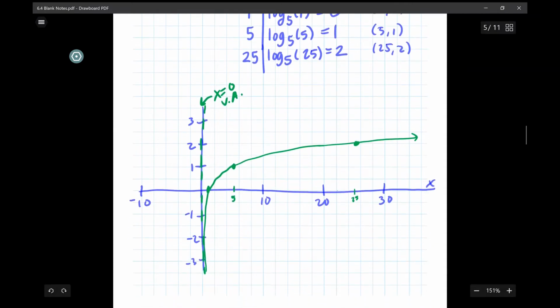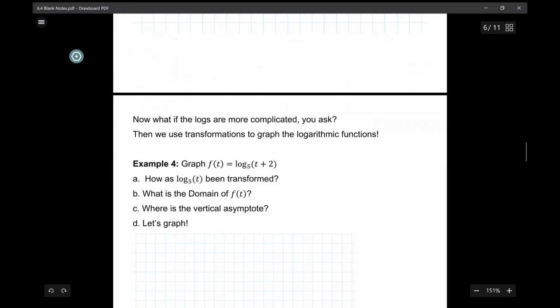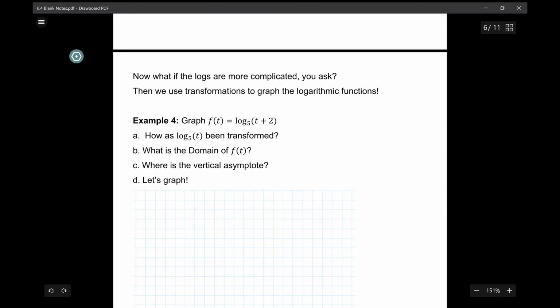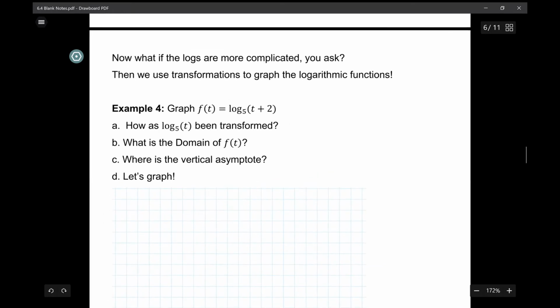Let's try using this information to help us find more information. Let's try log base 5 of t plus 2 instead of just log base 5 of t, or log base 5 of x, depending on your variable. Well, we know about graph transformations. If we compare this to just log base 5 of t, how has this graph been transformed? Well, the plus 2 is happening inside the function, so this is going to be a shift 2 to the left, right? Shift 2 to the left.